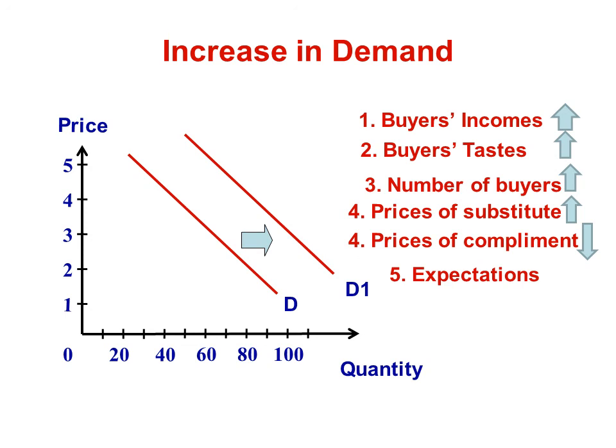And then expectations about future income. Typically, when buyers feel pretty good about their future income, they tend to increase the demand for goods or services or whatever it is they're buying today. So an increase in an expectation of higher income in the future, that's going to increase demand today.